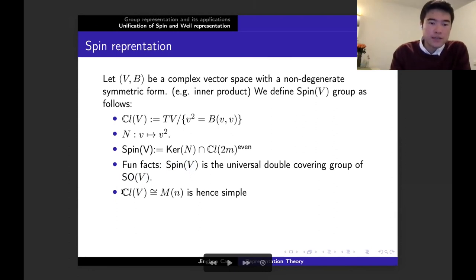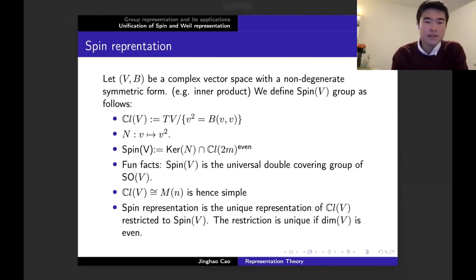What do we do? We first show that the Clifford algebra is actually isomorphic to a matrix ring. And that is simple, because simple means that it only has one irreducible representation, which is basically itself. So how would you like to represent the matrix except for representing it as a matrix, right? That's the intuition behind it. So the Clifford algebra only has one irreducible representation up to equivalence. Then we define the spin representation to be the unique representation of the Clifford algebra restricted to spin. And the restriction is unique if the dimension of V is even. That's a theorem I quoted in my bachelor thesis. The proof is rather dense as well, so you just have to believe me.